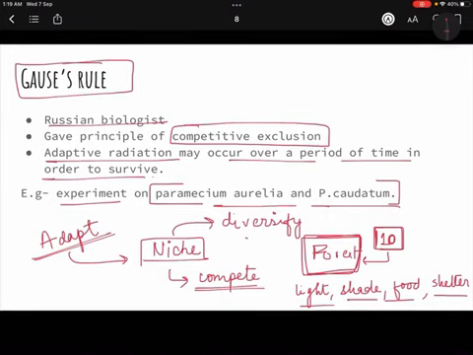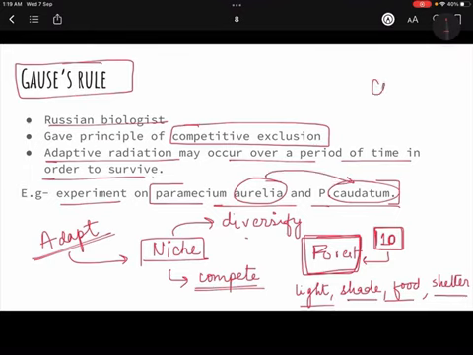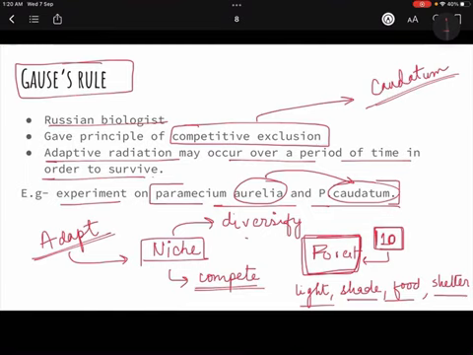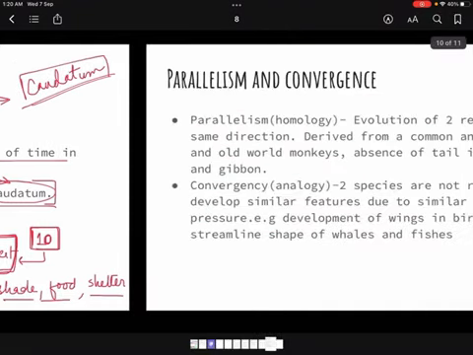They were cultured separately, and it was seen that Aurelia and Caudatum both survived. But when they were cultured together, we saw that Aurelia exterminated Caudatum, which means that Caudatum could not adapt, and Aurelia took advantage and survived while Caudatum got extinct. So this was the concept of competitive exclusion. You compete, and if you cannot adapt, you become extinct.